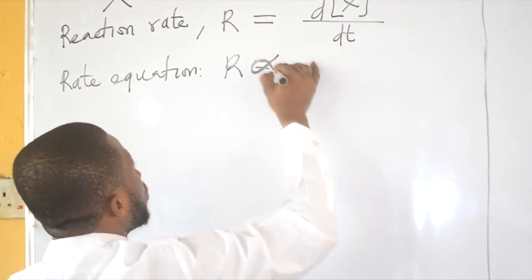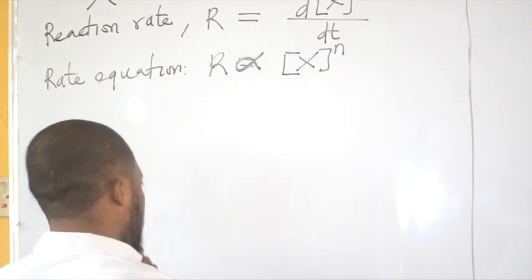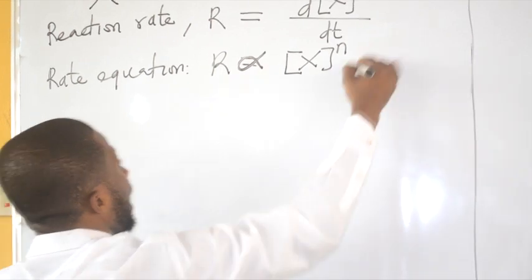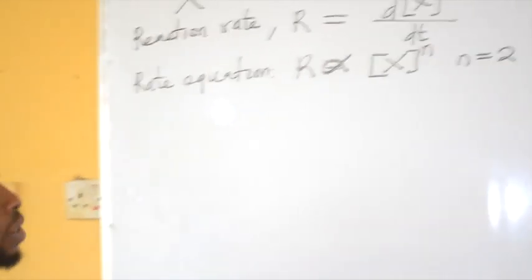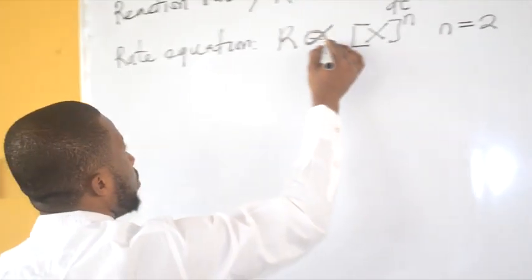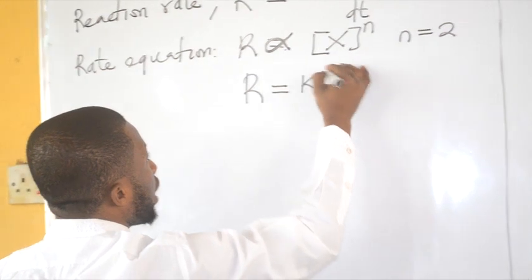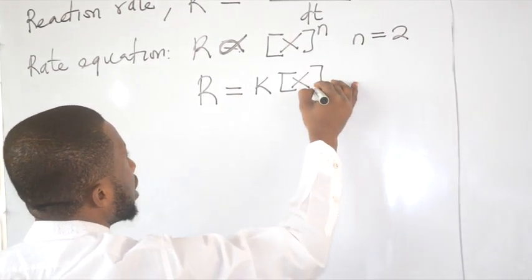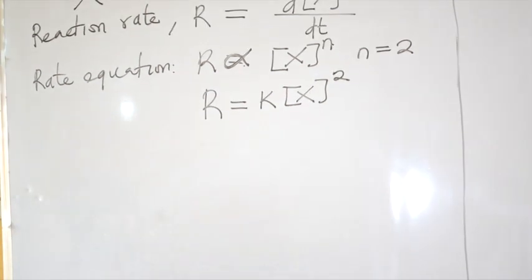The rate equation is also equal to R, that is proportional to the concentration of X raised to power n. In this regard, n here is 2 because we are talking about the second order reaction. And if I remove this proportional sign, I'm going to have R is equal to K X^n, where n is equal to 2. The K there represents our rate constant.